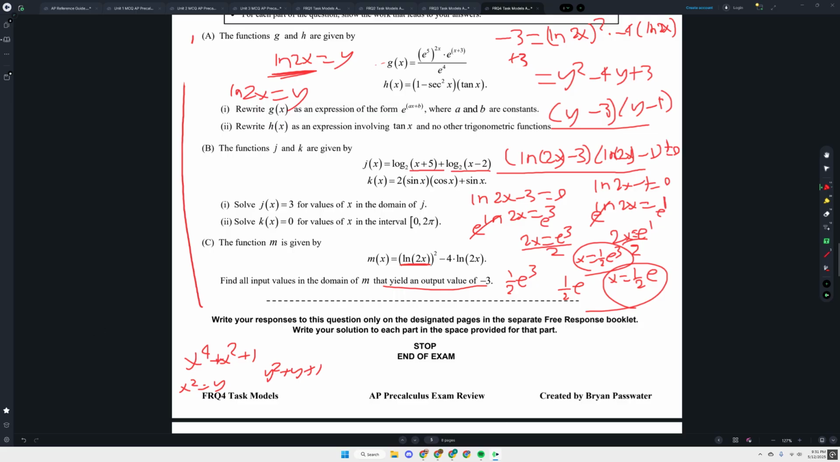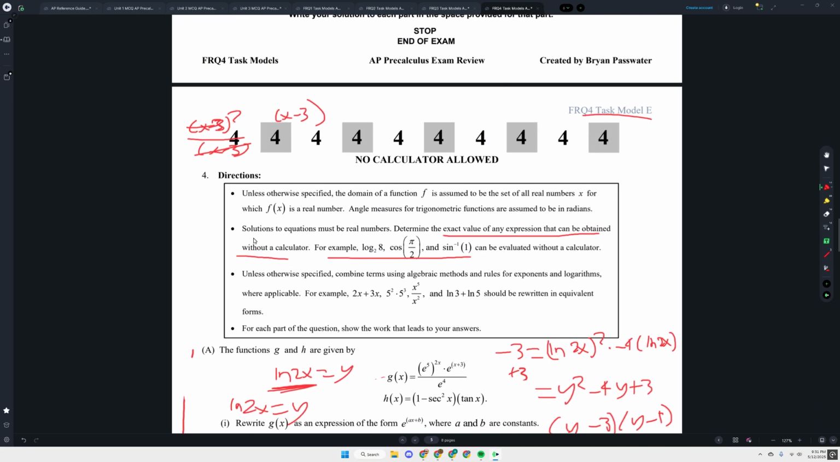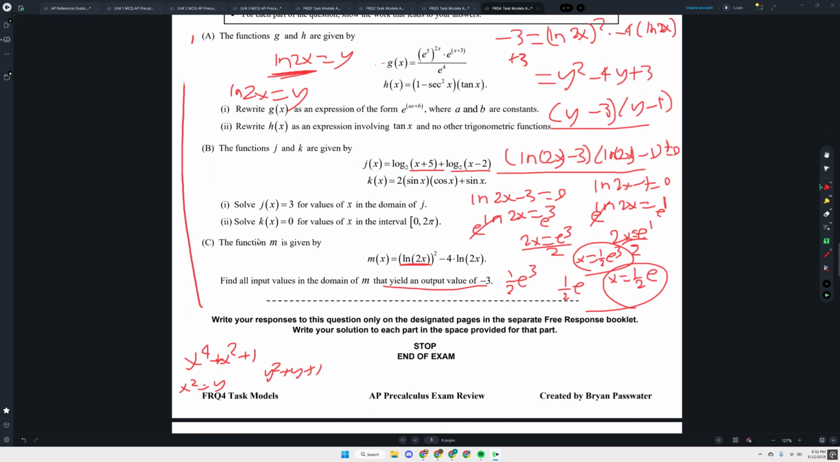I got e to the -1. I can't put the answers in, but the answers for all these FRQs are on AP Calc Pins like always. It's called FRQ4 model, and we're on model E right now. Brian Passweather is a very nice guy. He's made very nice resources.